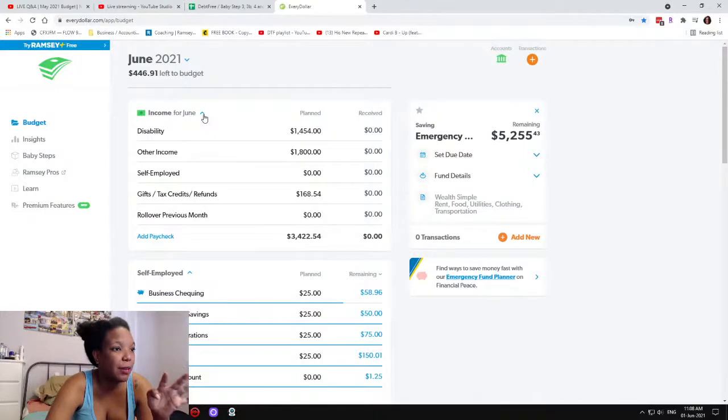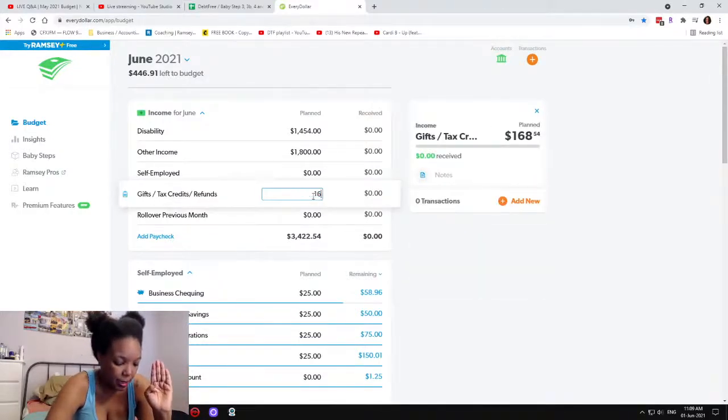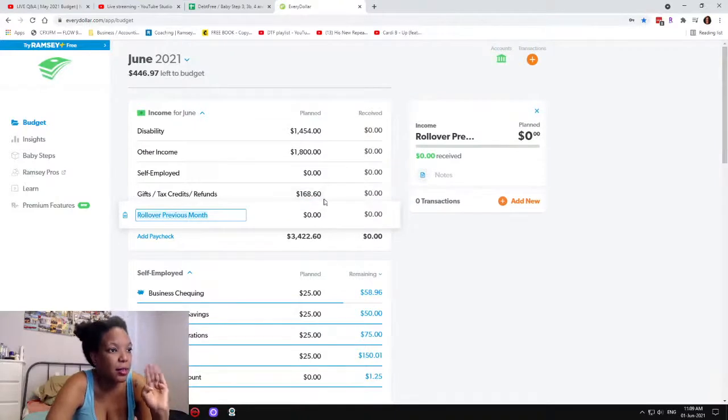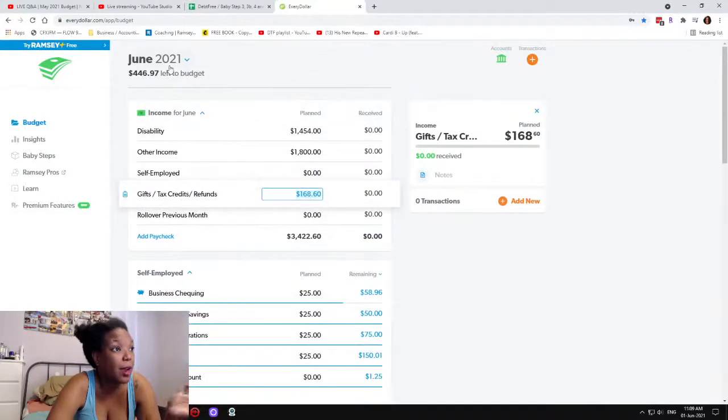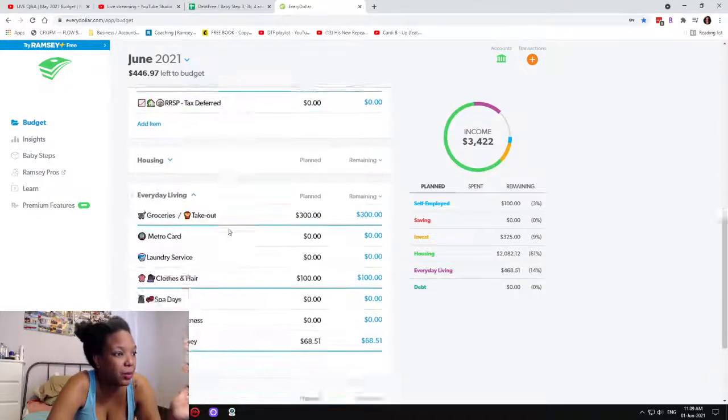So then June became like this. If the disability office stays the same, I'm expecting to get $1,454 from them. And then my other income can come in, and my self-employment income needs to come in. I'm expecting my tax credit to come in, which is $68.60, and the gift from my mom is still in the budget that I need to allocate. So the budget right now, I have left over $446.97.